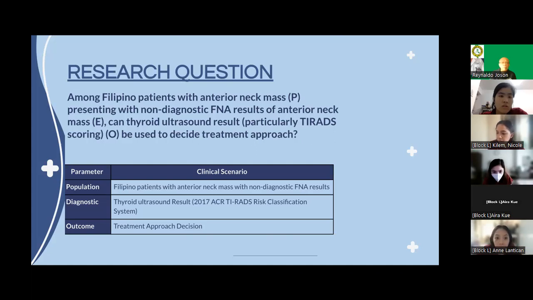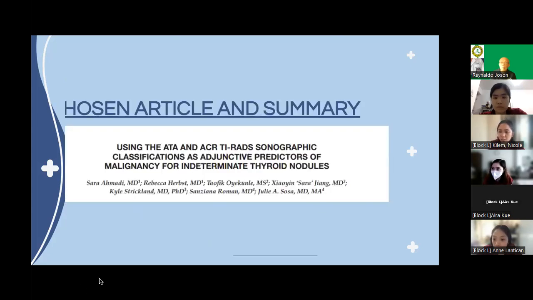So the outcome is the treatment approach decision. And then here is our chosen article and summary. Apologies, we weren't able to document how we came about with this, but we established this search strategy for this patient. And so the chosen article is this one: using the ATA and ACR thyroid sonographic classification as adjunctive predictors of malignancy for indeterminate thyroid nodules.